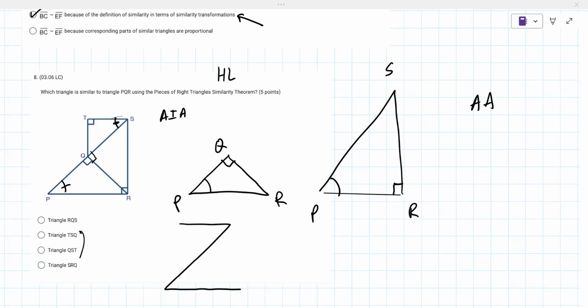TSQ and QST. Wouldn't they be the same exact angle? Or sorry, not angle. They're talking about the triangle. So Q. Yeah, one of them is the right. TSQ, QST.